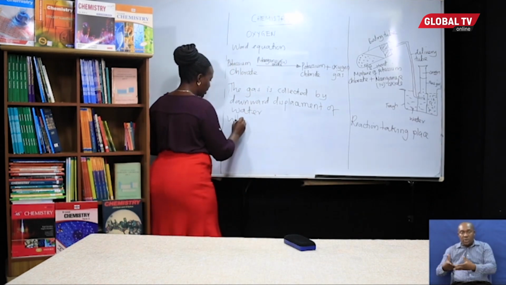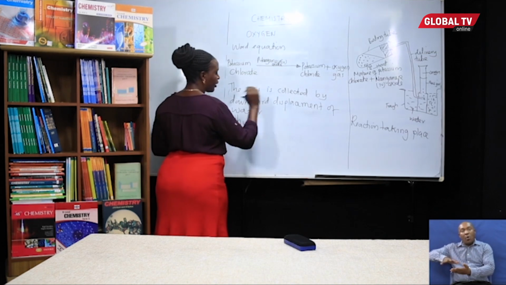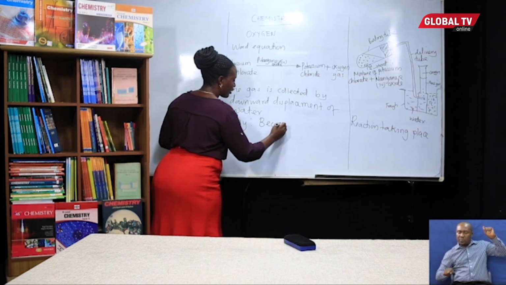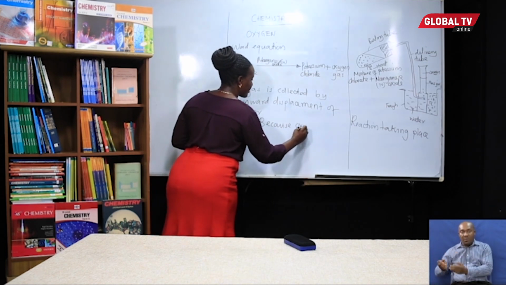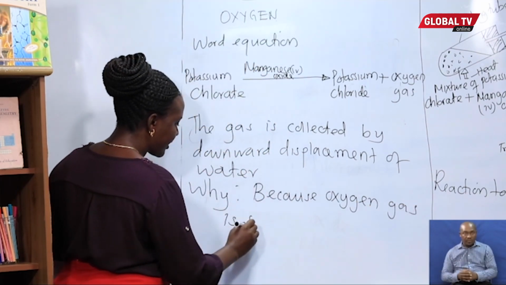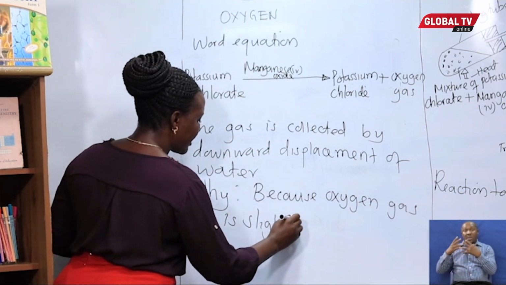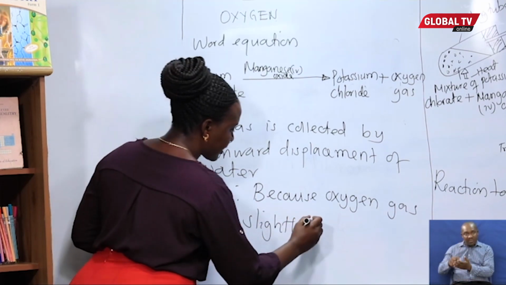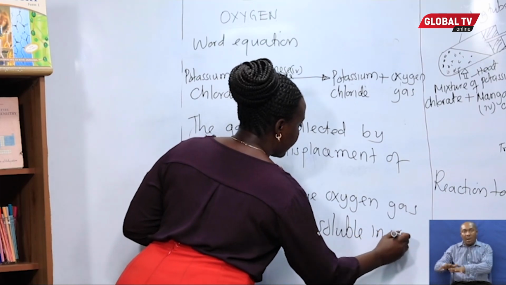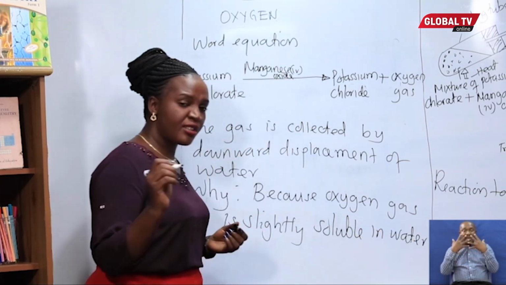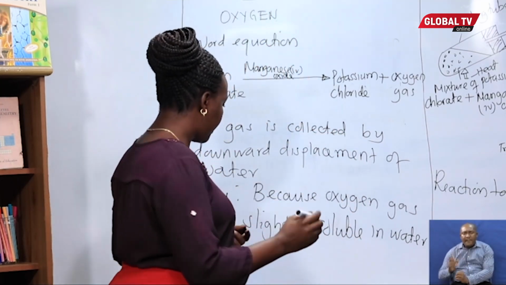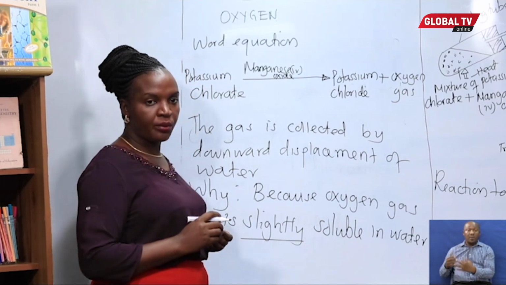Why do we collect the gas by downward displacement of water? It is because oxygen gas is slightly soluble in water. The word slightly means in a very minimal amount. It means the gas dissolves in water in a very, very small amount. That is the meaning of slightly soluble in water.